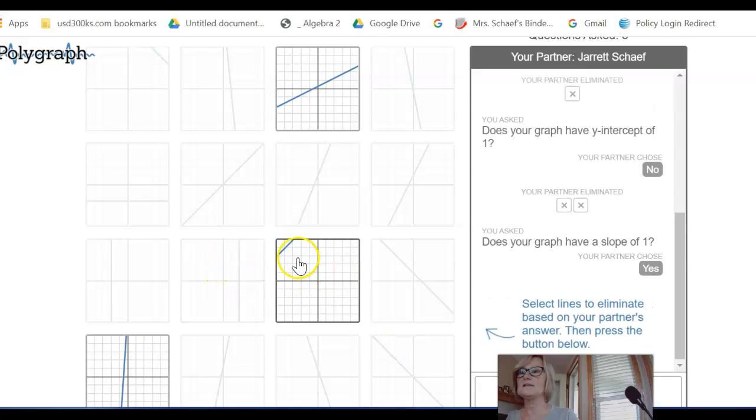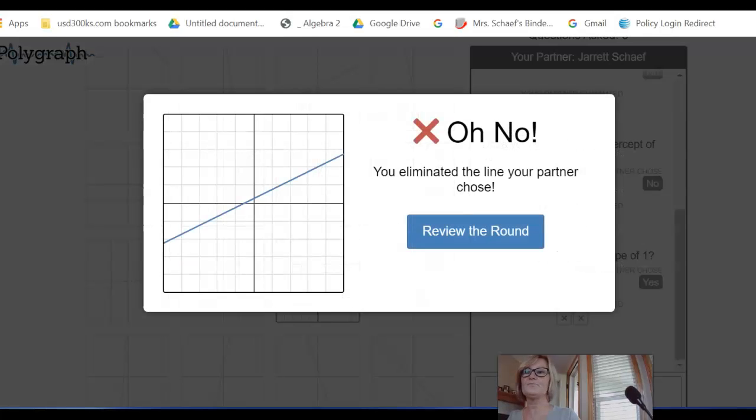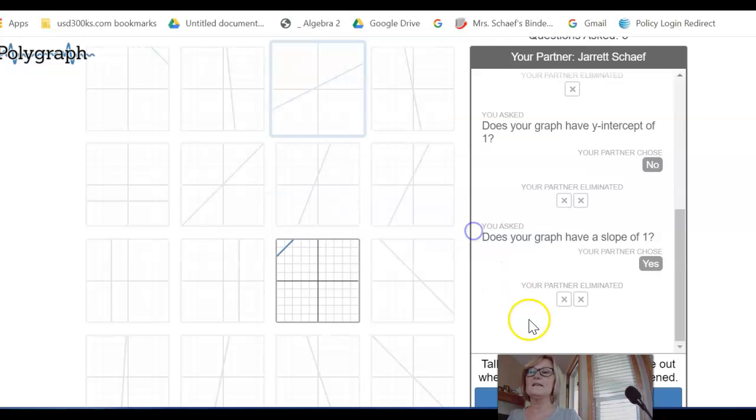And he says yes. So this one is the only one that has a slope of 1, which means I'm going to eliminate these 2. And uh-oh, something happened. I eliminated the wrong one. So that's how it works. So again, if you eliminate it, then it's going to come up and tell you. So it says now I can talk with him and figure out what I did wrong.